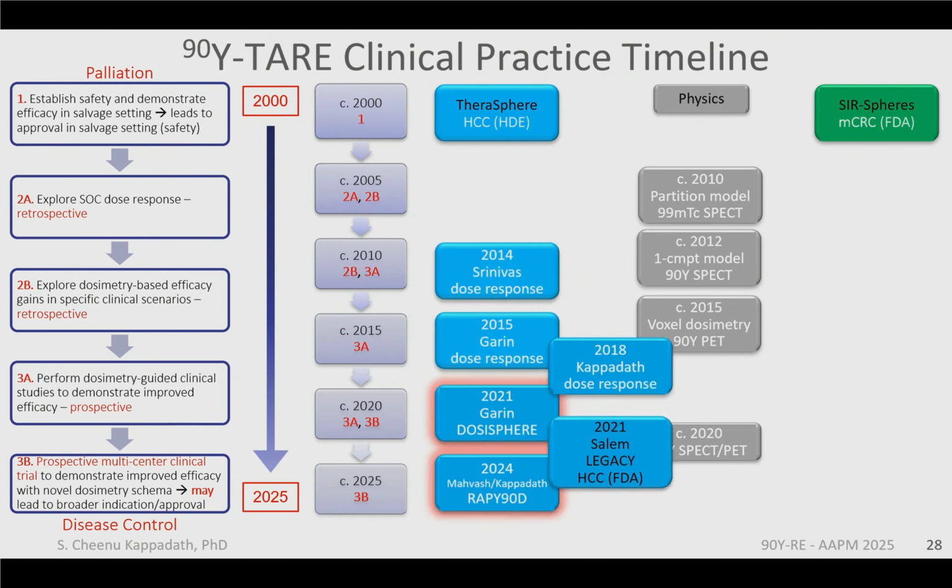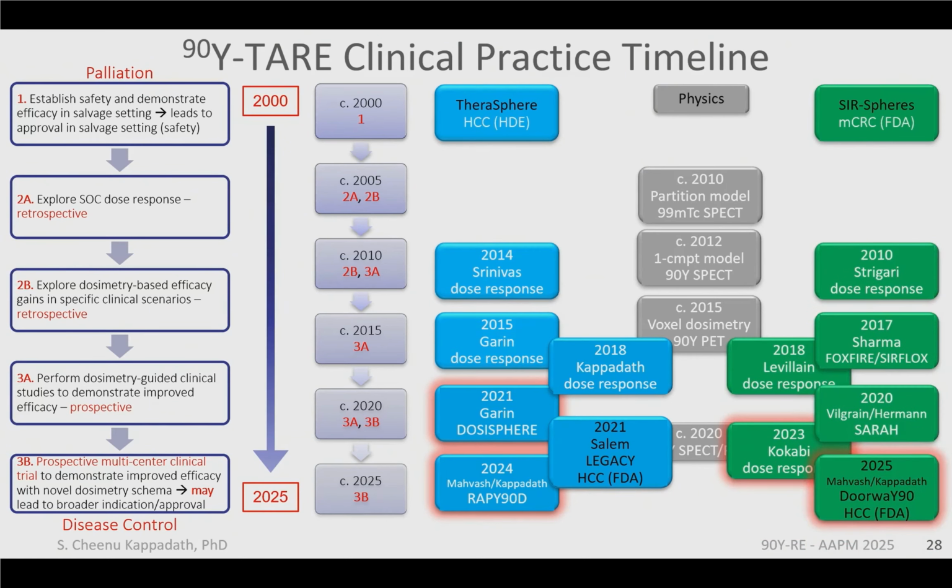So if you look at TheraSphere, where is TheraSphere? The dose response studies of TheraSphere were happening, right? You've got Cleveland Clinic, Etienne Garin, and we did our work, right? Based on these, there were single center studies that changed the dosimetry schema. This is our study called RAPID, and that is the DOSISPHERE study, right? They actually prospectively changed the dosage schema and demonstrated an improvement. And in 2021, the FDA gave an indication for TheraSphere for HCC, okay?